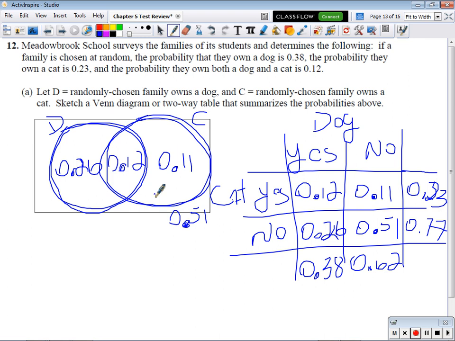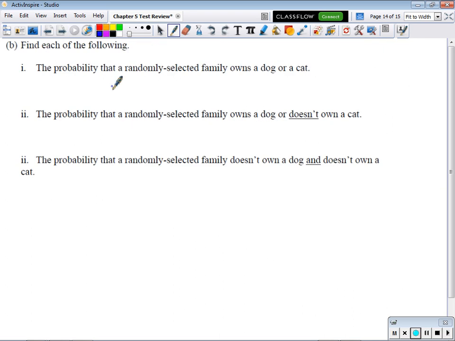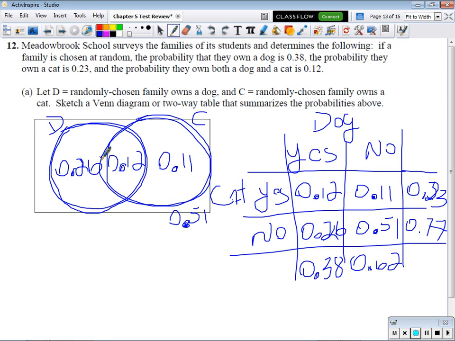So now that we have the diagrams, now we can start answering some questions. So part A says the probability that a randomly selected family owns a dog or a cat. So a dog or a cat, if you're looking at the Venn diagram, would be adding the values that are in the circle here, 0.26 plus 0.12 plus 0.11. That comes out to be 0.49.